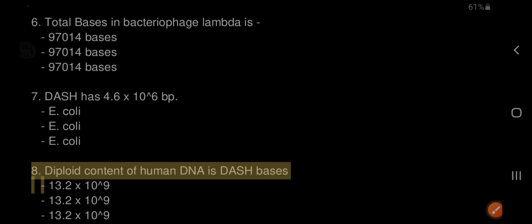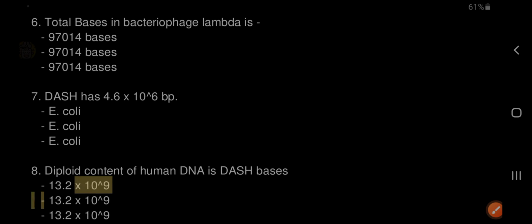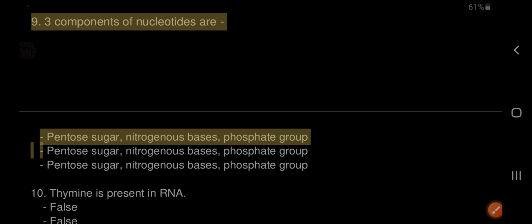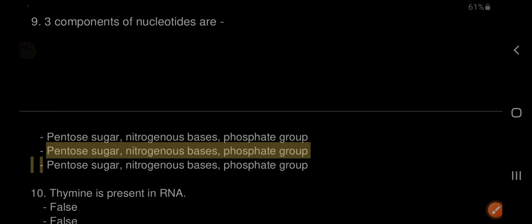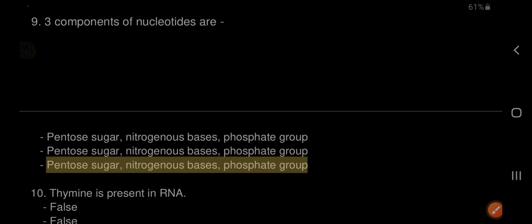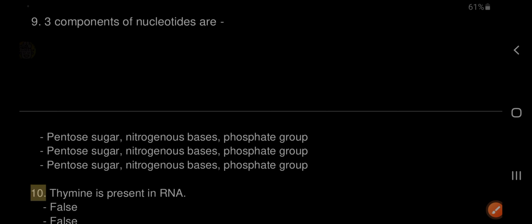8. Diploid content of human DNA is dash bases. 13.2 x 10⁹. 9. Three components of nucleotides are pentose sugar, nitrogenous base, phosphate group. 10. Thymine is present in RNA. False.